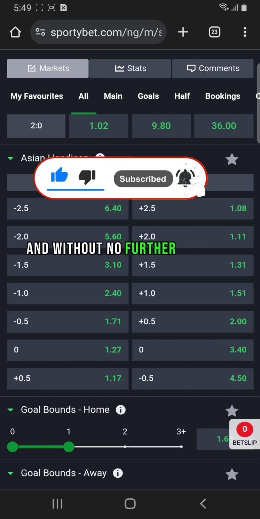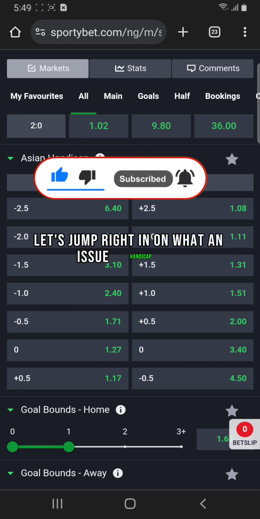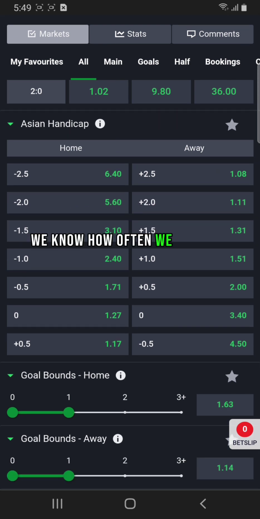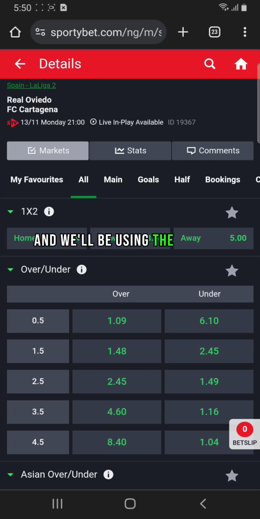Without further ado, guys, let's jump right in on what an Asian Handicap is. We all know Asian Handicap is now one of the most popular forms of betting market that is widely used across many bookmakers. We know how often we use this lately. If we are trying to consider an Asian Handicap, it is mostly given to the underdog, and we'll be using Real Oviedo against FC Cartagena as our example to explain this very market.